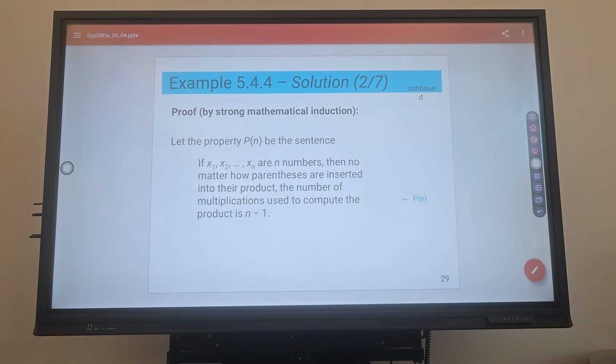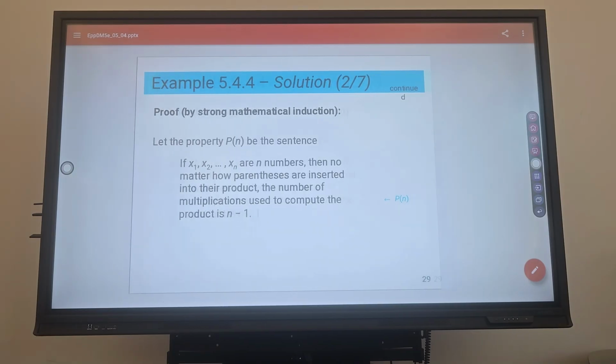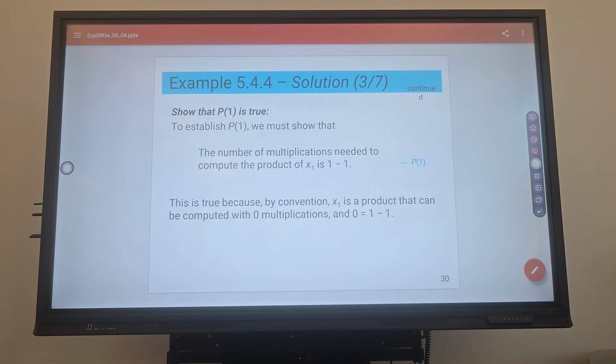So the proof. Restate the statement to be proven. Show that P of 1 is true. The number of multiplications needed to compute a product of x sub 1 is 1 minus 1. This is true because by convention, x sub 1 is a product that can be computed with 0 multiplications. And 0 equals 1 minus 1, of course.